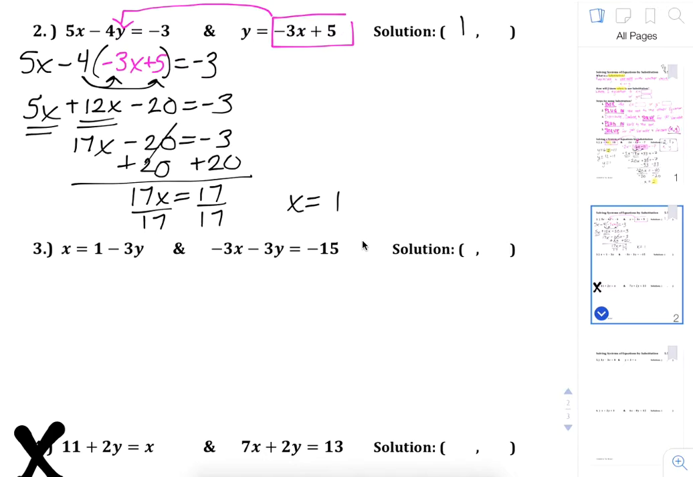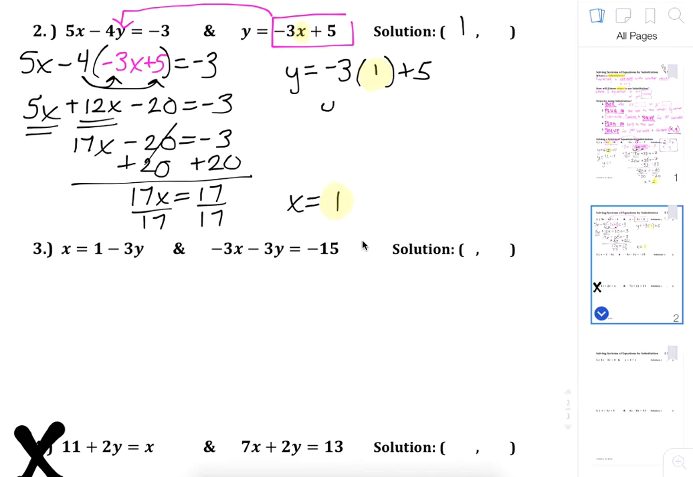Now, that only gets me the first number in my answer, but I still know I can solve for y. So I'm going to take that x number, and I'm going to go back and plug it in up here where the x was. Okay? So if I copy that down, it's going to say y equals negative 3. I'm going to plug in the 1 right there, plus 5. So this is still my x number.